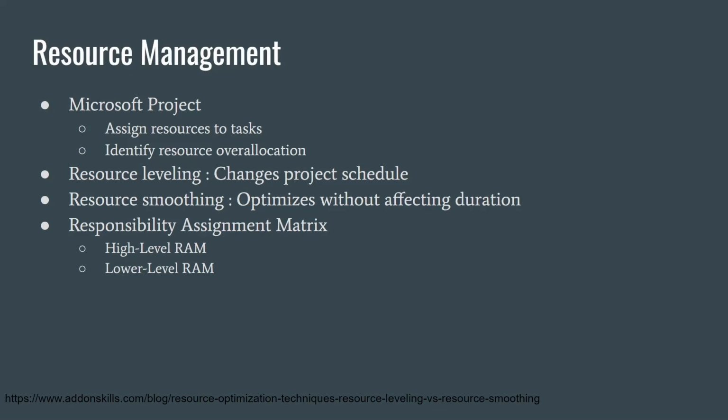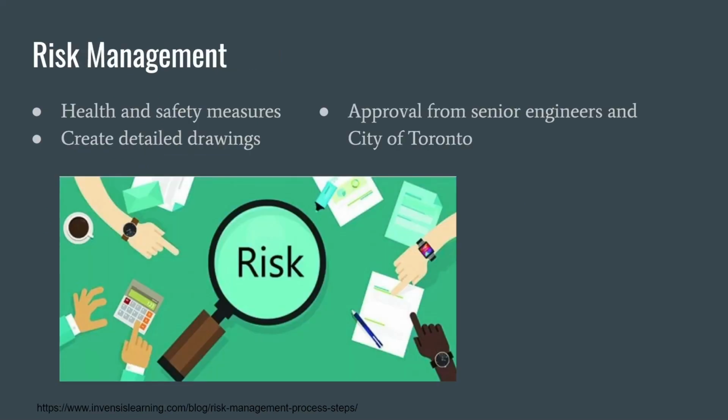The Responsibility Assignment Matrix, or RAM, was used to effectively manage resources. It defined which stakeholders were responsible, accountable, and which could be consulted and informed. The risk management. Integrated risk management method is used to manage risks that have been identified. Several measures, such as creating detailed drawings and seeking approval from the City of Toronto and engineers, are taken to minimize potential risks.